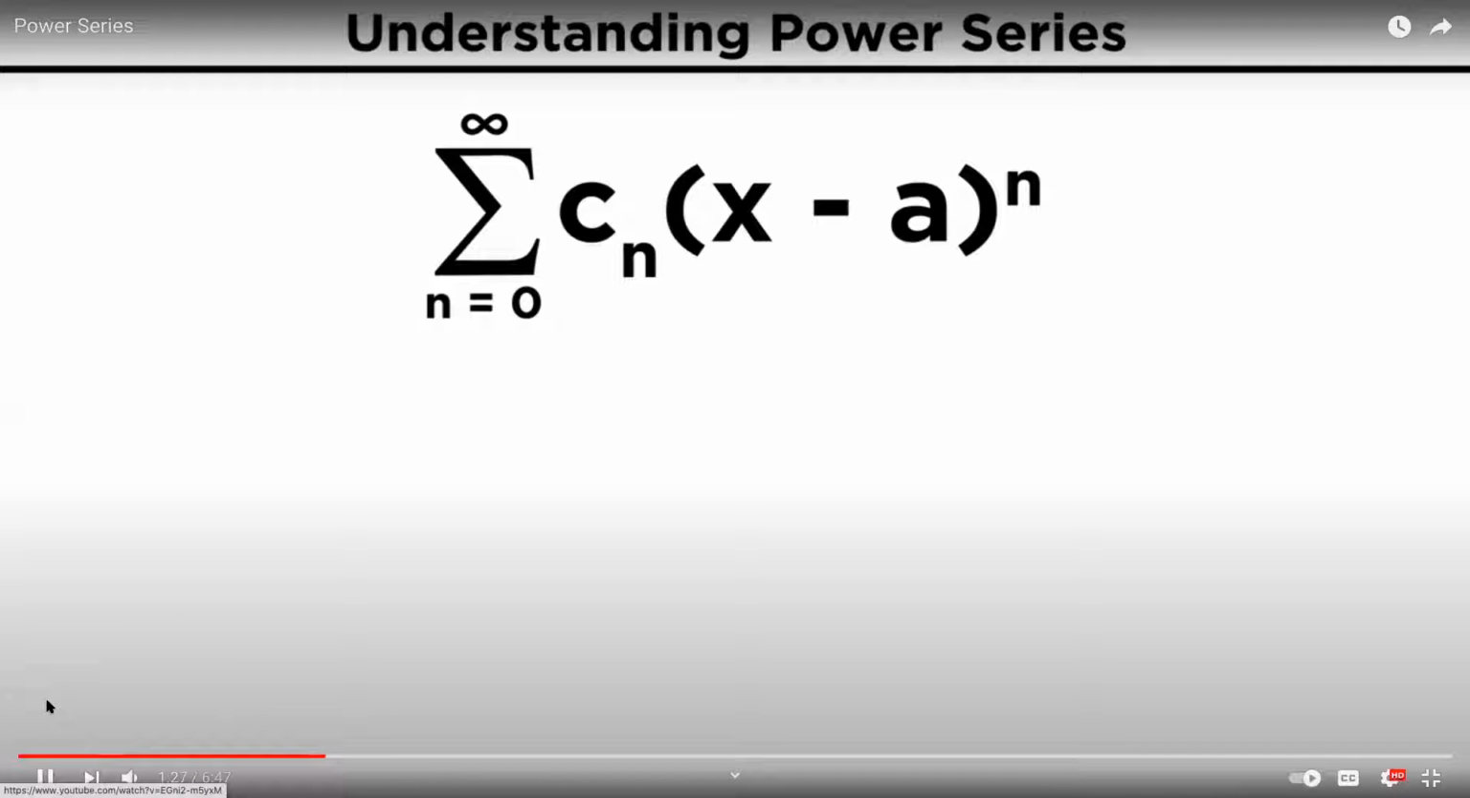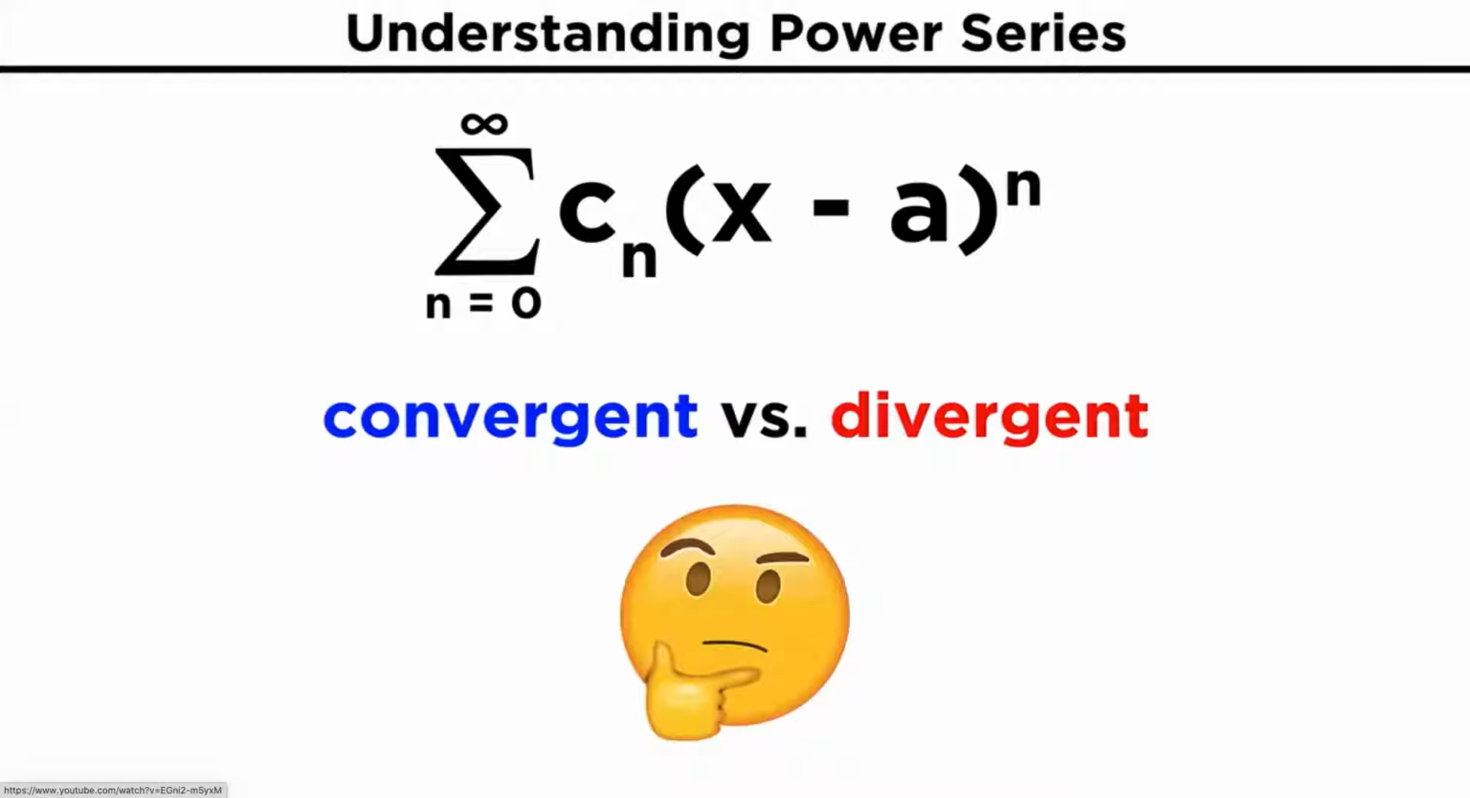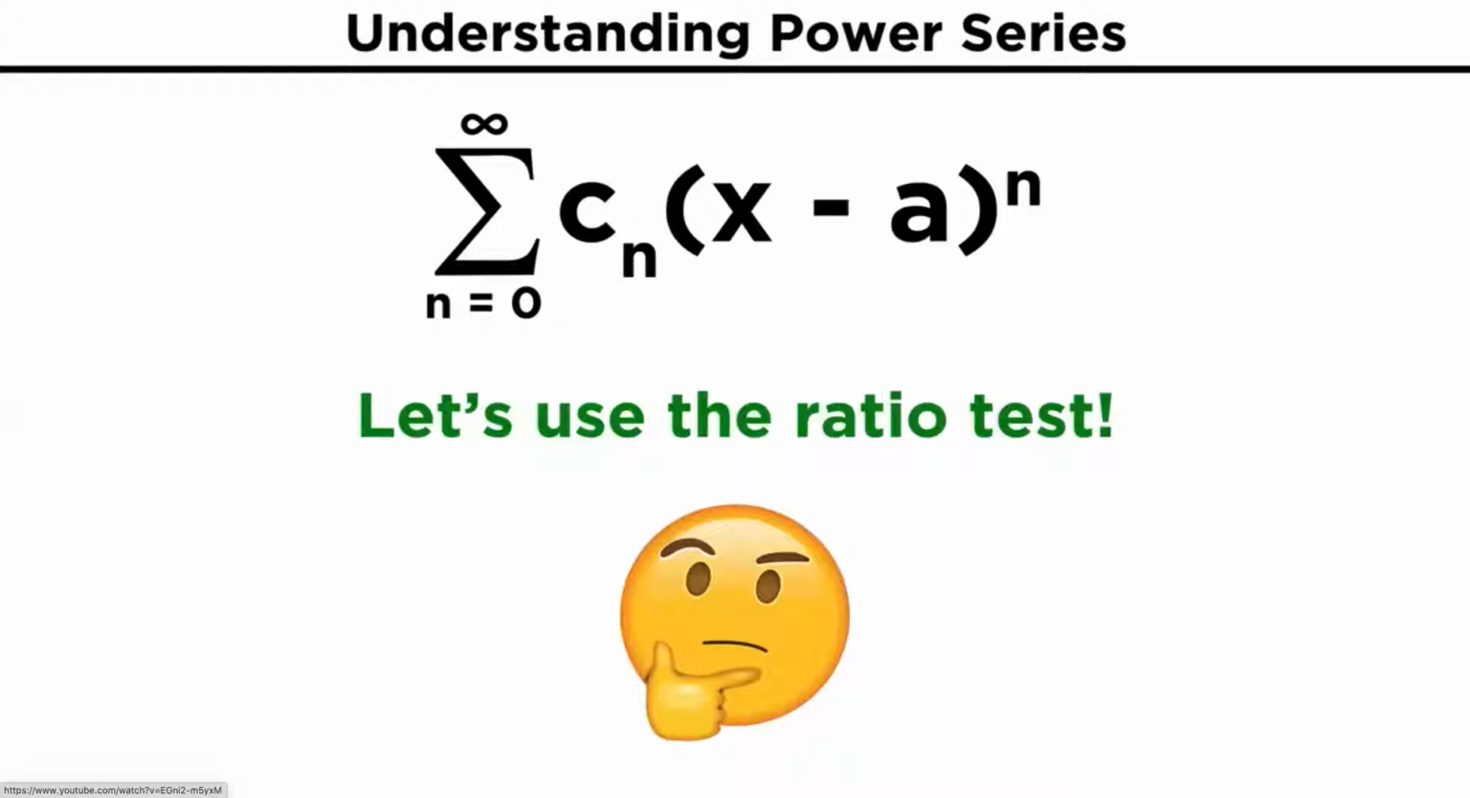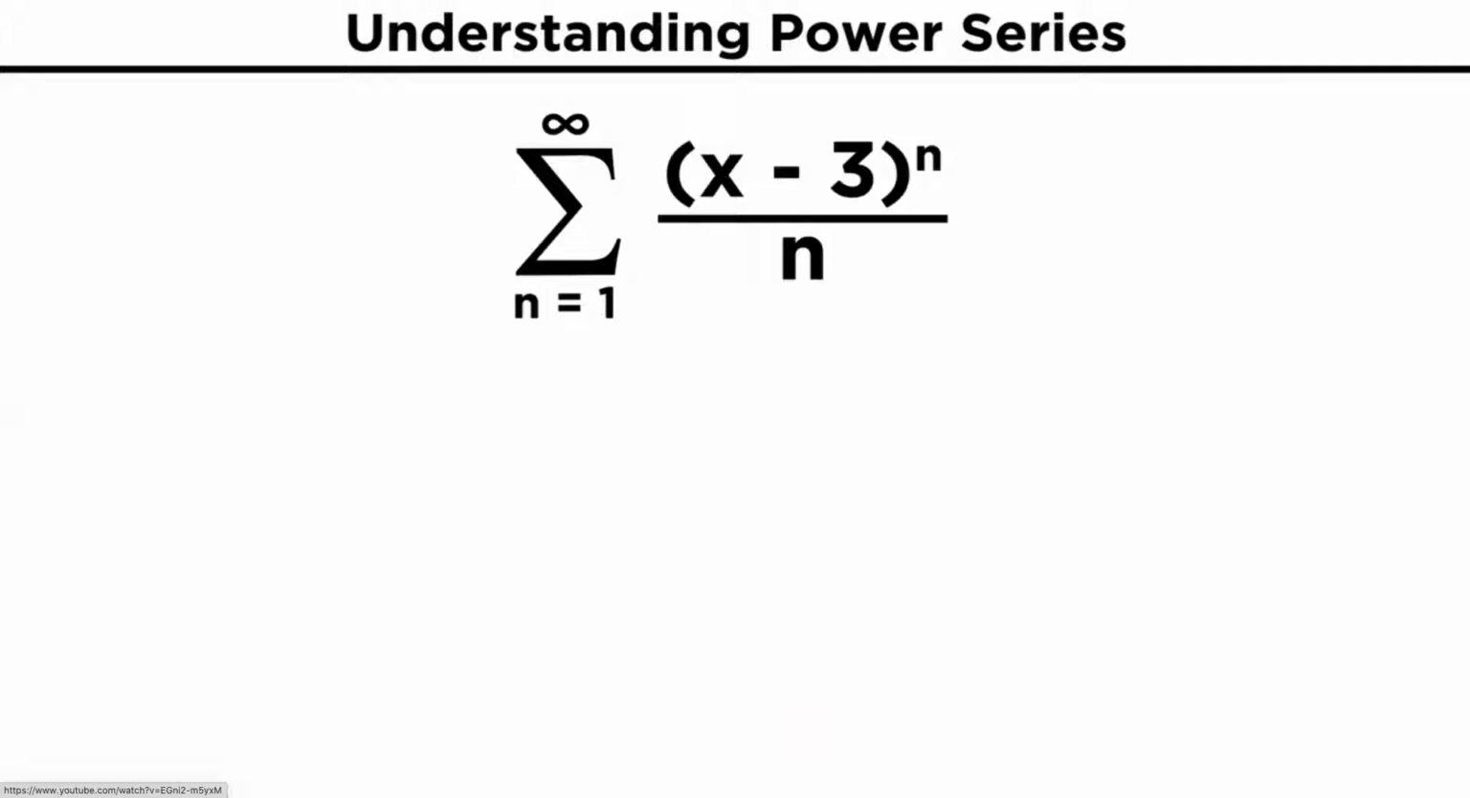Binomial x minus a is being raised to the n power. How can we assess whether this kind of power series is convergent or divergent? Sometimes we will use the ratio test. Take something like the quantity x minus 3 raised to the n power over n.